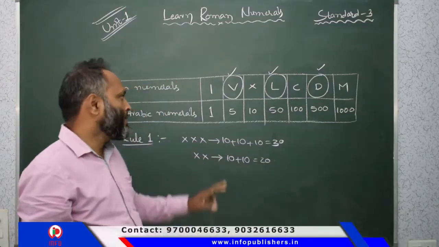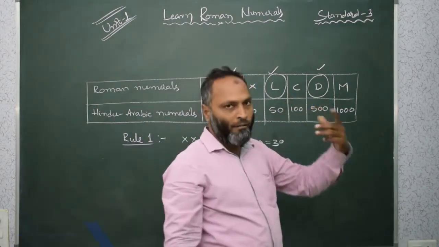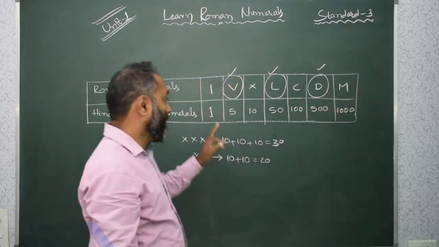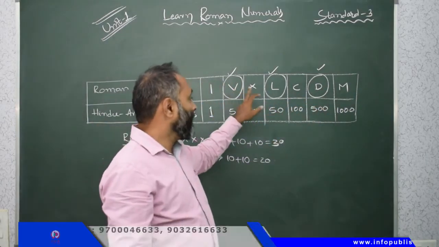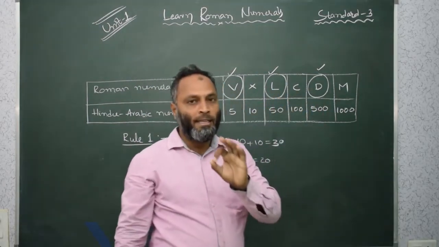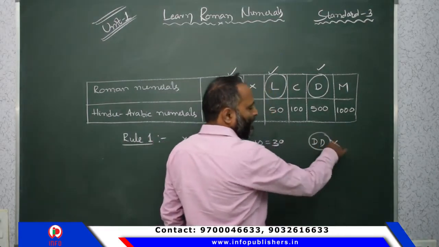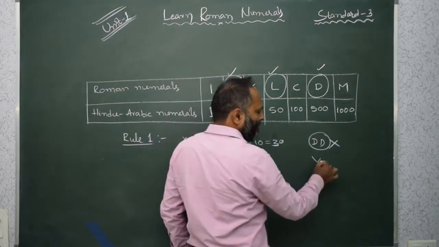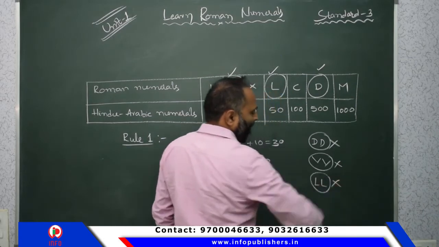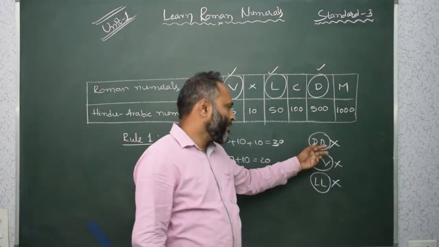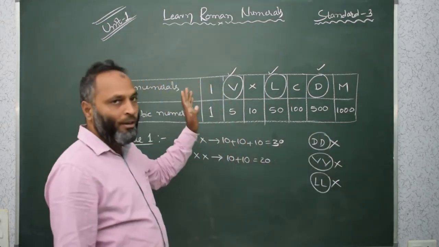Other than these Roman numerals, 1 will repeat, 10 will repeat, 100 will repeat, 1000 will repeat. But 5, 50 and 500, which means V, L and D, these letters in Roman numerals never repeat. Like DD, it never repeats, and VV, it never repeats, and LL, it never repeats. Other than these, other Roman numerals repeat.